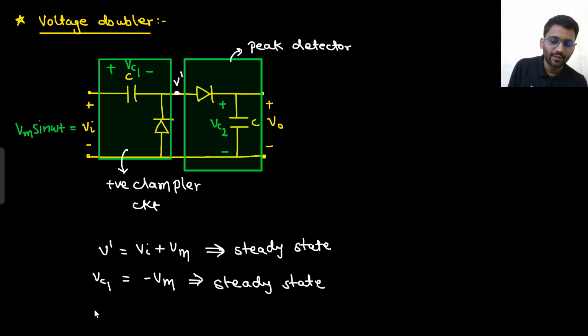And what about V0? V0 will be, since this is V, what is this potential? V in plus Vm, right? V in plus Vm, that means Vm plus Vm sine omega t.